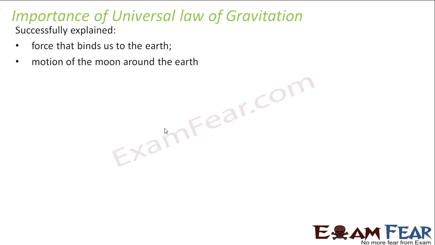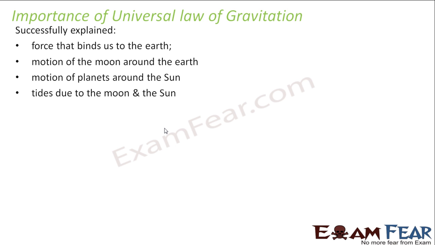It could explain the motion of the moon around the earth. It could explain the motion of the planets around the sun. So all these things were something very significant, right? A theory or a law which could explain the planetary motion, so it has to be important. It could also explain the tides due to the moon and the sun.